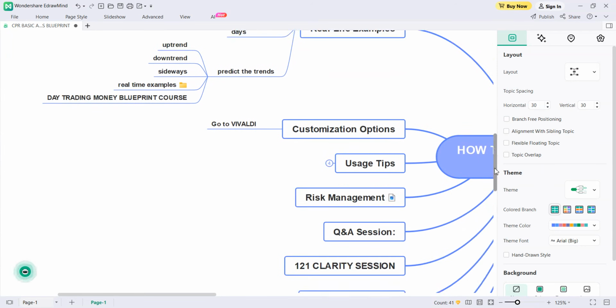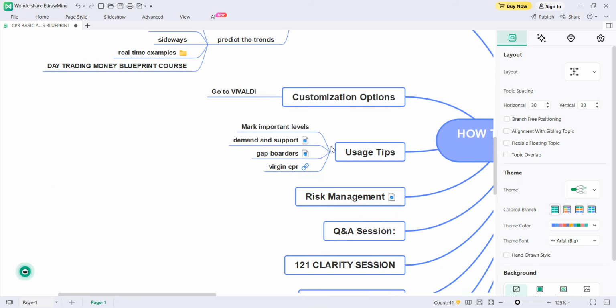Now, usage tips. Important levels. Here we have the important levels to use in the live market. Those levels are demand and supply zones, gap borders, virgin CPRs. Let's go here.